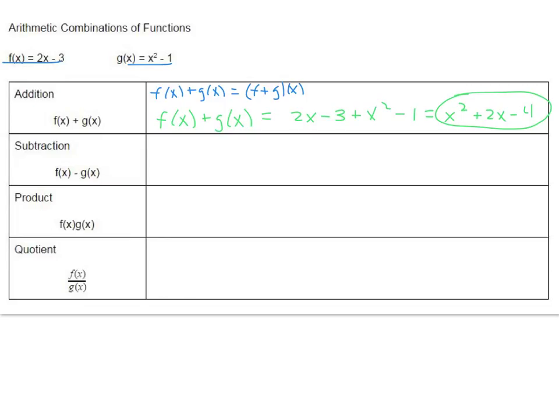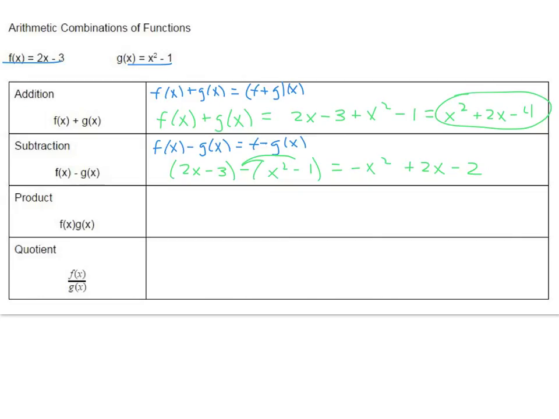When I go to subtract them, my notation is going to look like this. f of x minus g of x equals f minus g of x. And when I subtract those two, I am going to subtract them. So I'm going to say 2x minus 3 minus x squared minus 1. So I'll be left with minus x squared plus 2x. And then I'll have minus 2, because when I distribute this negative in here, it's going to give me a positive 1 on the end.